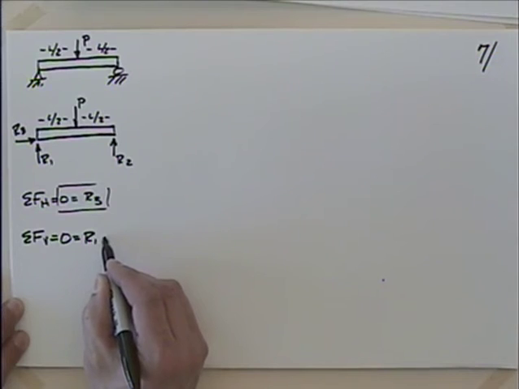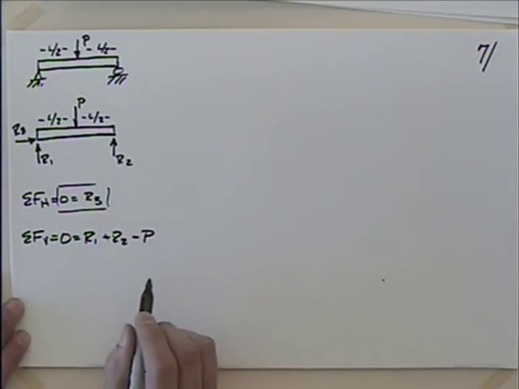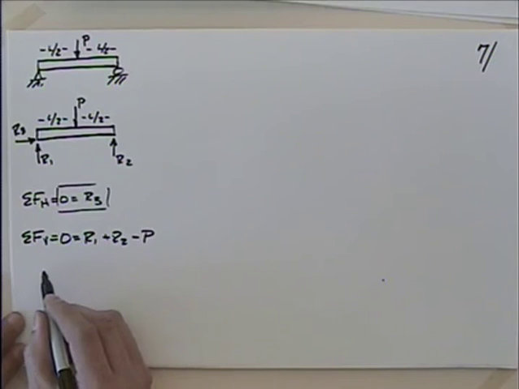Then if I sum the forces in the vertical direction, setting that equal to 0, I can say that I have R1 acting up plus R2 acting up minus P that's acting down, right? One equation with two unknowns, presumably P would be known, but R1 and R2 aren't known.